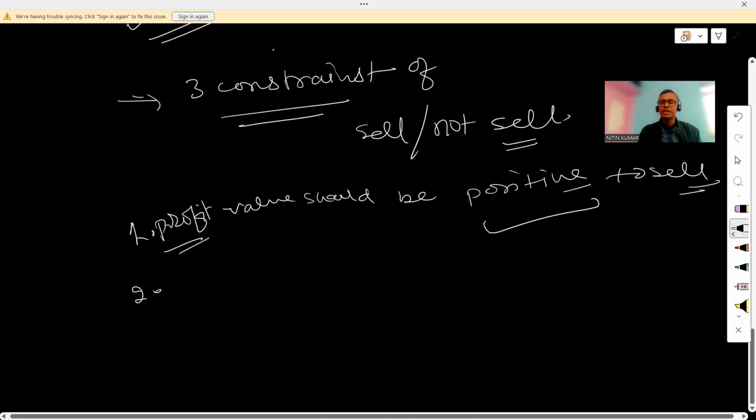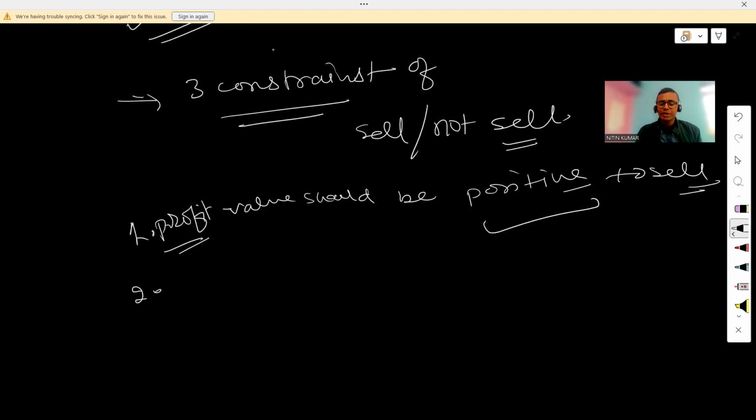Now, the second constraint is what? The consecutiveness.